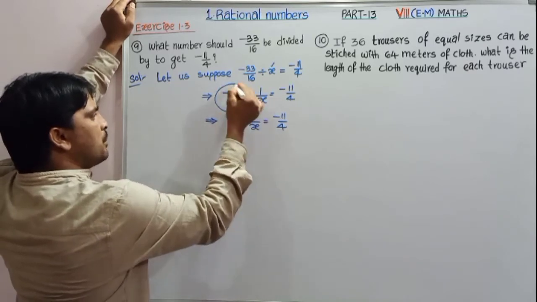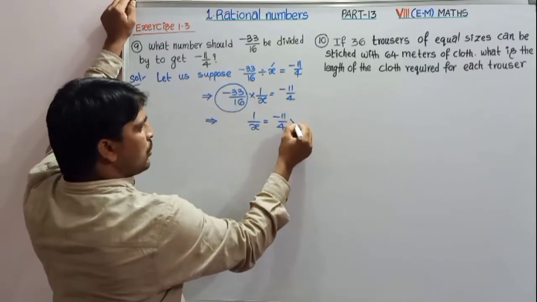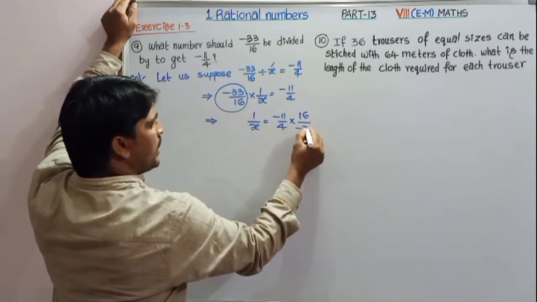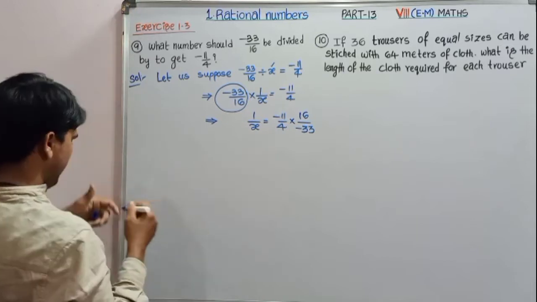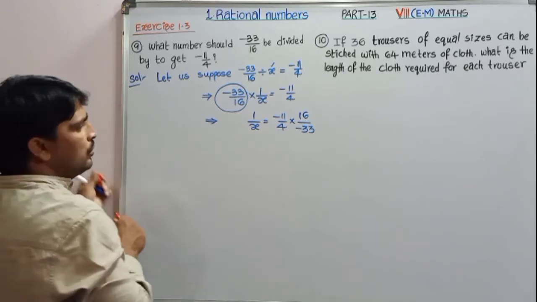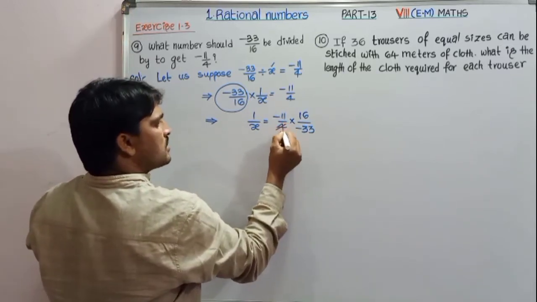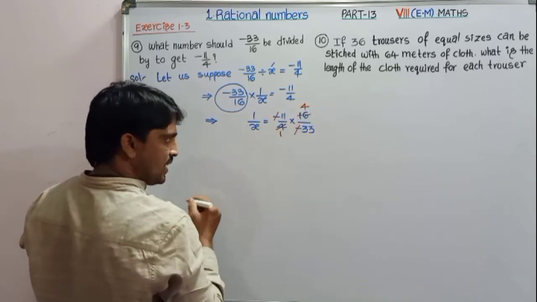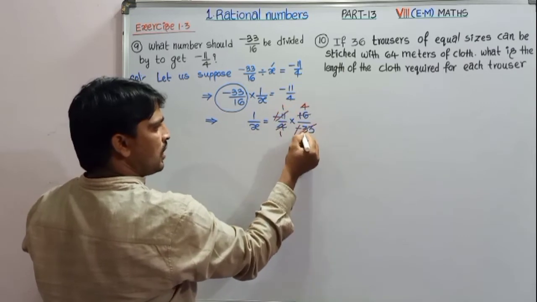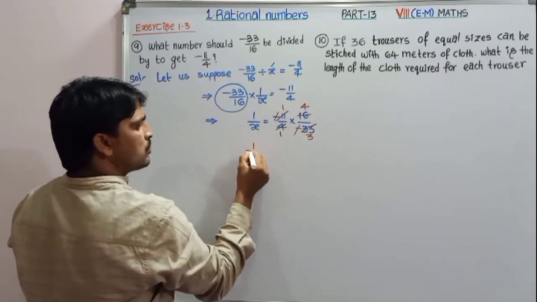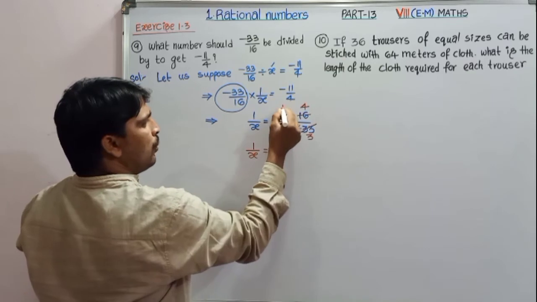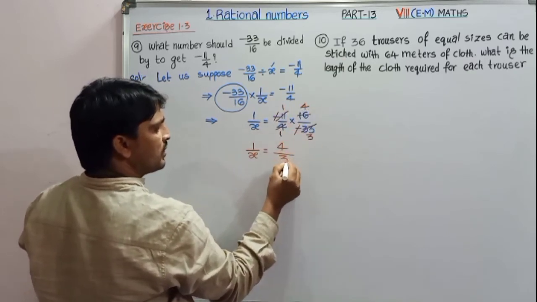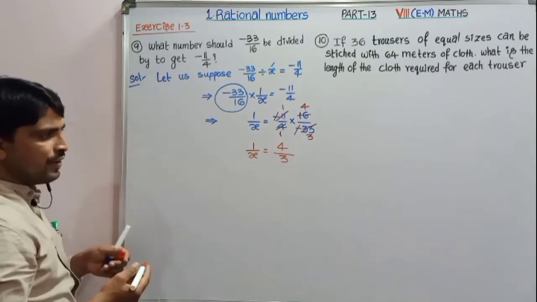Transform minus 33 by 16 from LHS to RHS, we get the reciprocal of this number, that is 16 by minus 33. Now 4 ones are 4, fours are 16, negative negative gets cancelled, 11 ones are 11, threes are 3. That is 1 by x is equal to 4 in the numerator by 3 in the denominator.